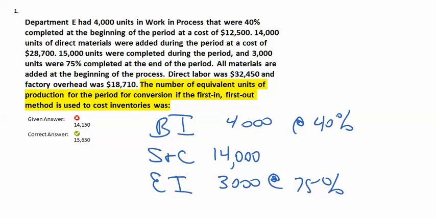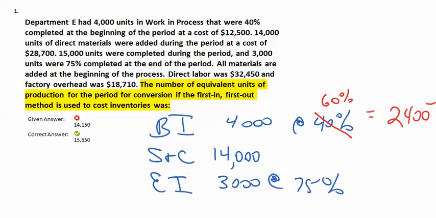First of all, I need to finish filling up those boxes at the beginning inventory. So I'm not going to use 40%, I'm going to use 60% because that's how much I've got to do. And 4,000 times 60% is going to be, what's that, 2,400 units? Okay. Now, of the units that were started, some of them are still there. 14,000 units were started, and I have 3,000 left. So I could say that the units that were started and completed would be 14 minus 3.